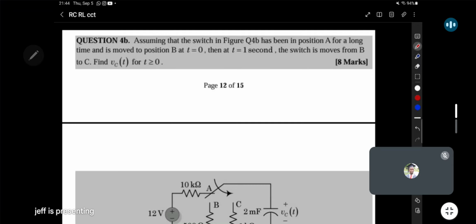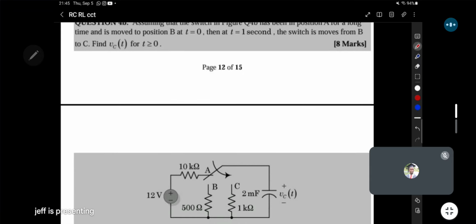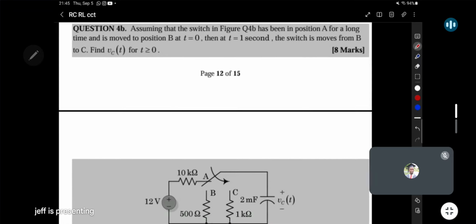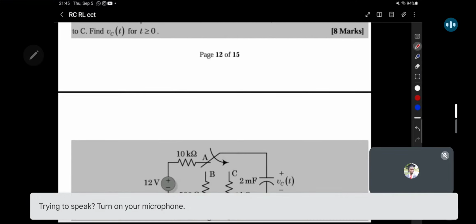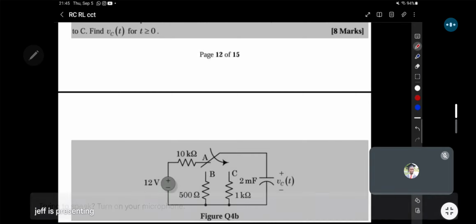For our second example, we have this problem here, and this looks interesting. They're saying assuming that the switch in the figure has been in position A for a long period of time and is moved to position B at t equals 0. Then at t equals 1 second, the switch moves from B to C. Find VC, find the voltage VC for t greater than or equal to 0.